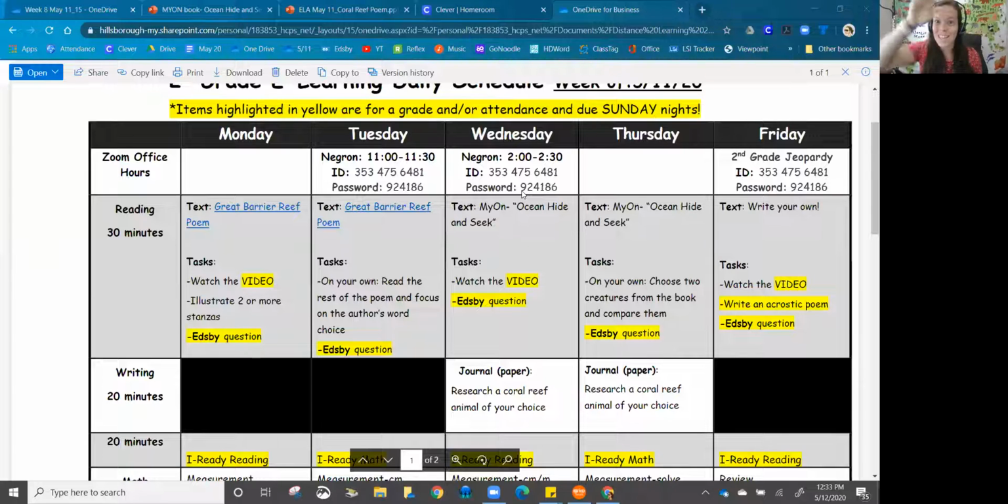The last 2 days you read that beautiful poem about the coral reef, and I got to see all your drawings of your visualization. It was so pretty. I loved it, loved it, loved it.